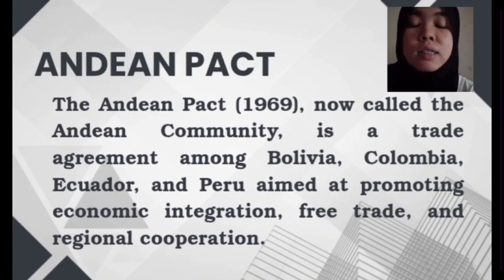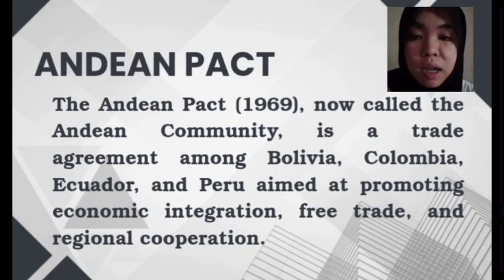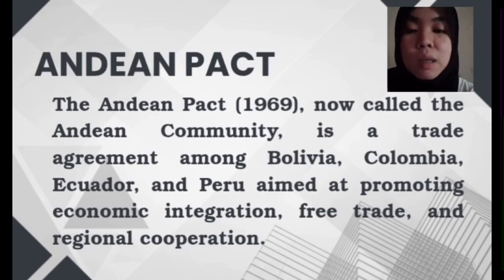So next is the Andean Pact. The Andean Pact is a regional trade group that wanted to unite the economies of the Andean countries, which are Bolivia, Chile, Colombia, Ecuador, and Peru. But they struggled because of political and economic instability. Now it is called the Andean Community, but compared to Europe, it is not as successful.